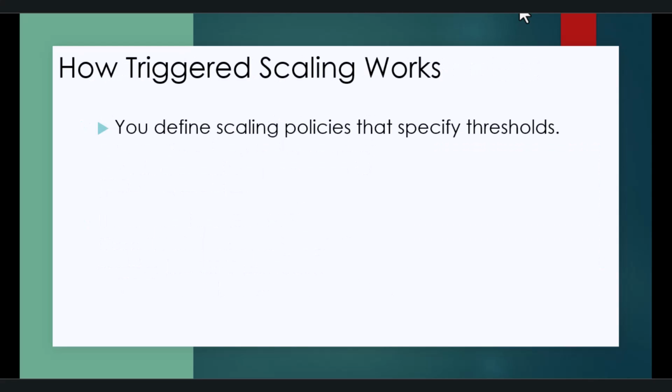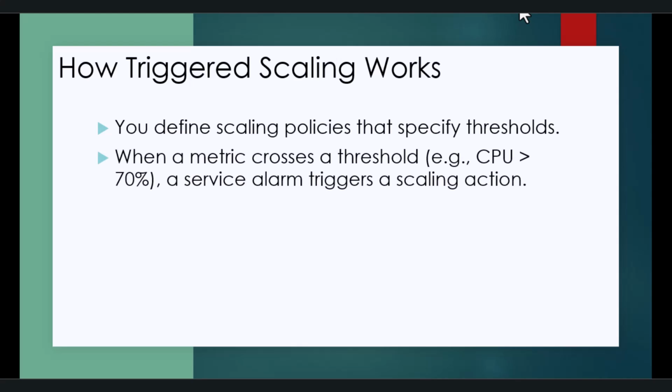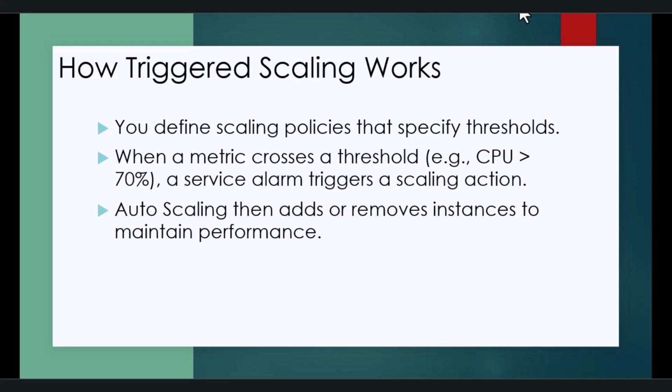Here's how it works. You define scaling policies that specify thresholds. We'll see this later on. At AWS, we use what's called a launch template. When a metric crosses a threshold, for example, CPU greater than 70%, a service alarm triggers a scaling action. Auto-scaling then adds or removes instances to maintain performance.